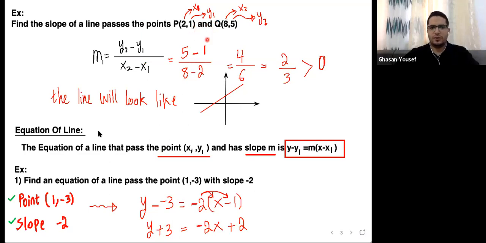Then we started talking about the equation of the line, and I said the two important things are a point and a slope. If we have the point and the slope, we can plug them into the equation of the line, y minus y1 equals m times (x minus x1). And I also gave an example: find the equation of the line passing through the point (1, -3) with slope -2.